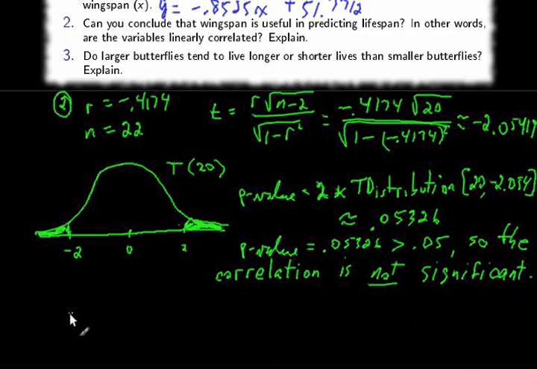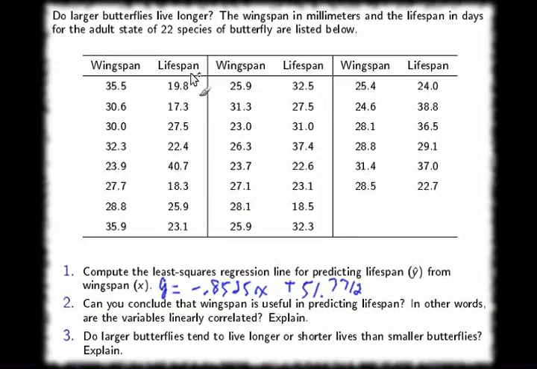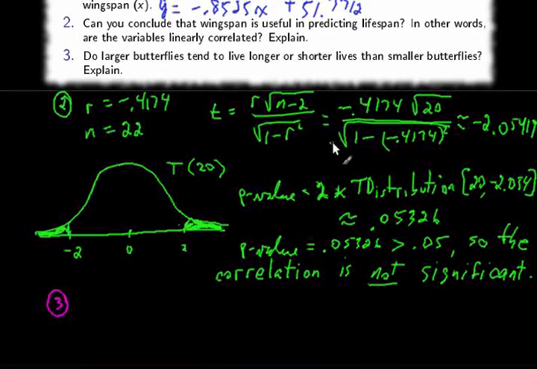Okay, and now number 3. Do large butterflies tend to live longer or shorter lives than smaller butterflies? Explain. We can't answer that question. We don't know. There's no correlation between wingspan and lifespan. Wingspan and lifespan are not correlated, so we can't answer that question. It's neither.